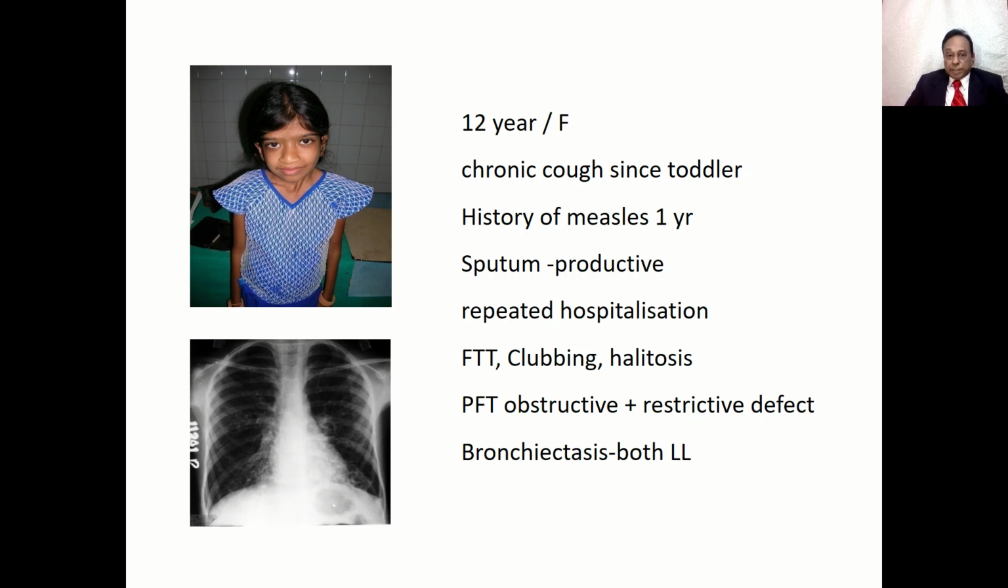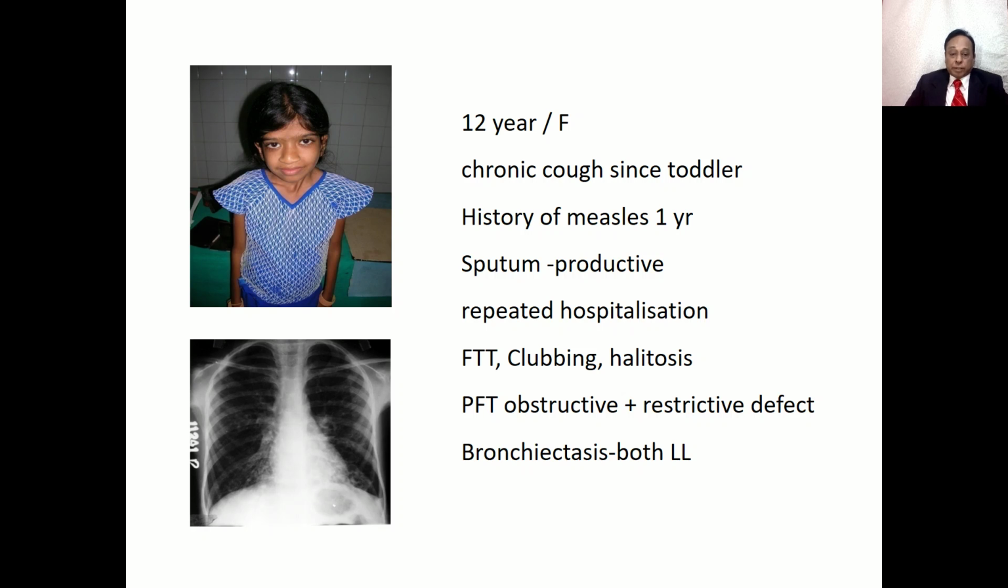A child presenting with a chronic cough, because the child had measles at 1 year, and from that time onwards, slowly developed chronic cough. The sputum also became productive. Slowly, the child developed clubbing, and we have followed the child.